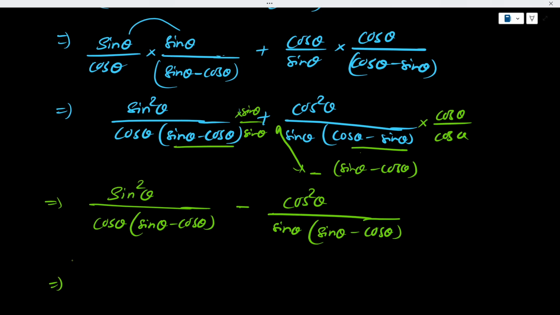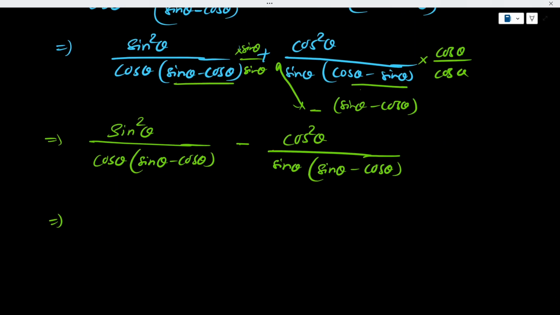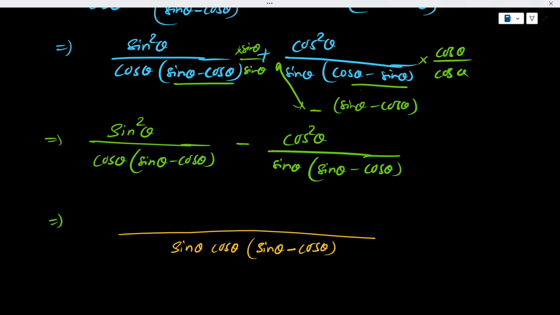Now what will be the common denominator? To get the common denominator, I can multiply numerator and denominator accordingly. The common denominator will be sine theta cos theta times sine theta minus cos theta. That's why you multiply sine theta by sine theta to get the common denominator, and here cos theta by cos theta. Same step. So it will become a cube minus b cube identity.